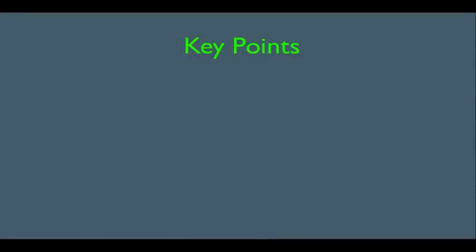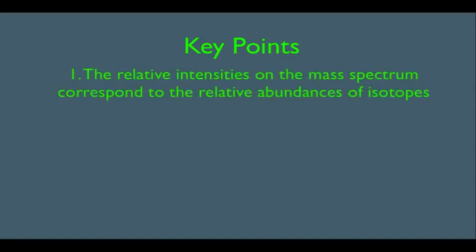In this online lecture, we're going to discuss the relative intensities of molecular ion peaks and how we can use them to figure out what might be present in our unknown molecule. So what we're going to see here, number one, is that the relative intensities on the mass spectrum correspond to the relative abundance of isotopes.